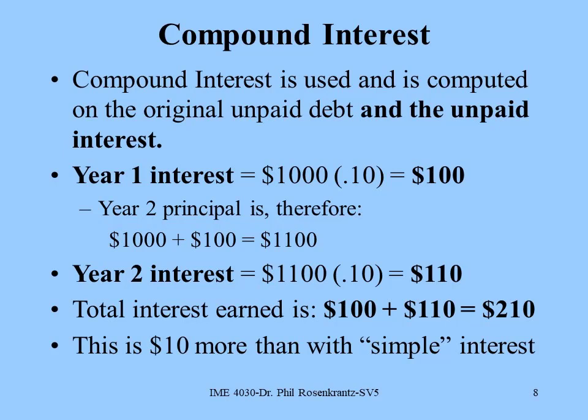You can see that $1,100 times 10% is $110. So if we add our first and second year's interest earned together, 100 plus 110, we get $210. Now you'll notice that that $210 is $10 more than with the simple interest formula that we used.